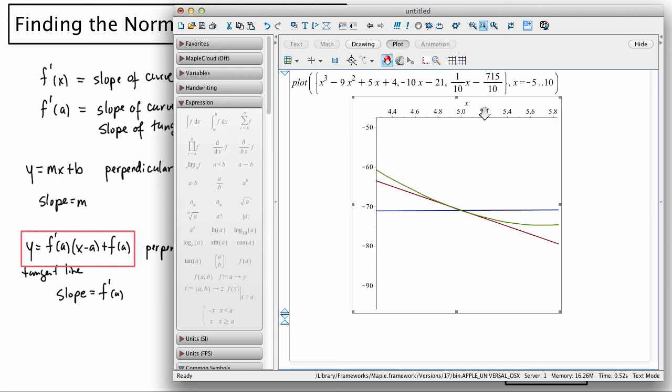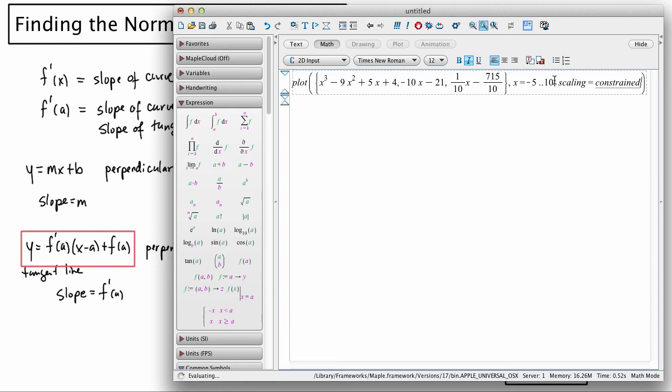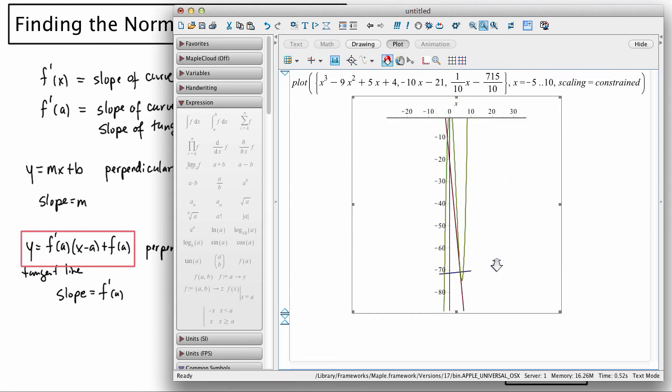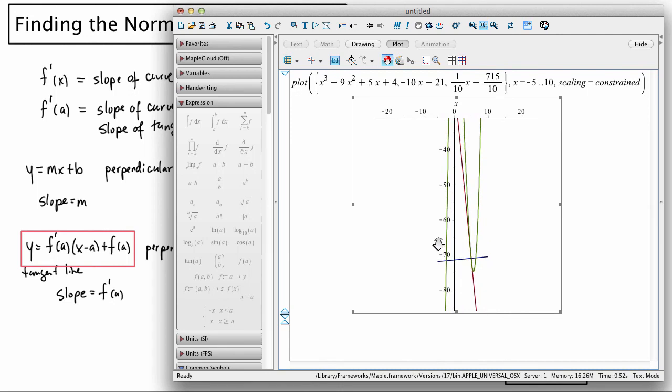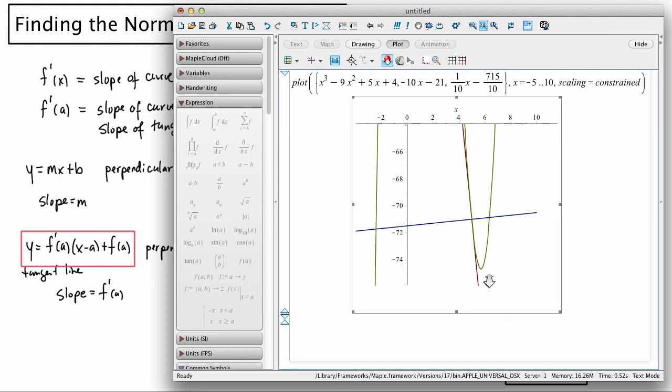It still doesn't look perpendicular, but what I can do in Maple is run a new command called scaling equals constrained. What that essentially does is make everything squared up. Obviously, that's why Maple doesn't graph it like that by default, because you can see what happens. The y-axis is so much bigger than the x-axis in terms of values that it squinches everything and you can hardly see it. But once again, if I zoom in on things, it starts to come into focus a little bit more. Zoom in a little bit more, and here's finally a pretty decent picture.